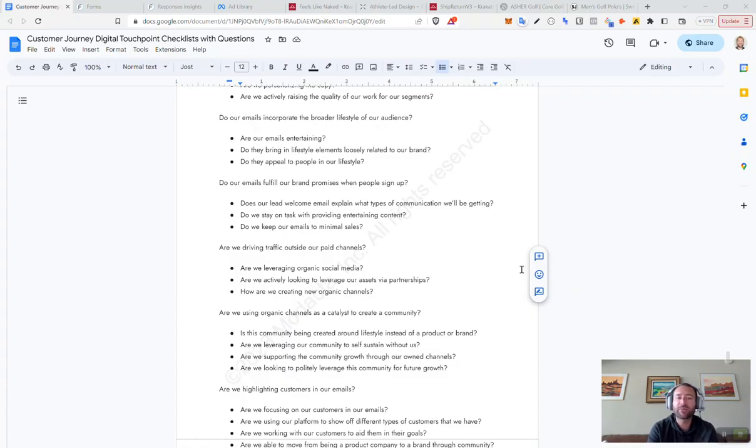Do we stay on task with providing entertaining content? People love content for the sake of entertaining. There are millions of people that browse Reddit on a regular basis aimlessly just to get a laugh out of something or be educated or learn something. We are seriously a dual screen generation at this point, where we're watching TV, we're browsing the internet, we're looking at homes on Zillow, we're doing whatever else we're doing. And it needs to be entertaining. If it's not entertaining, we're not going to share it.